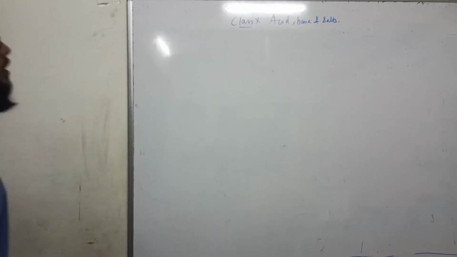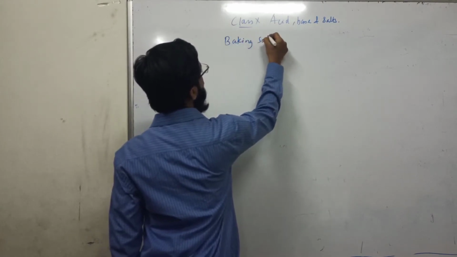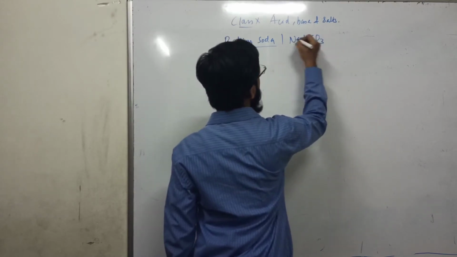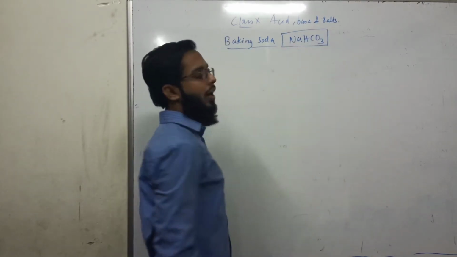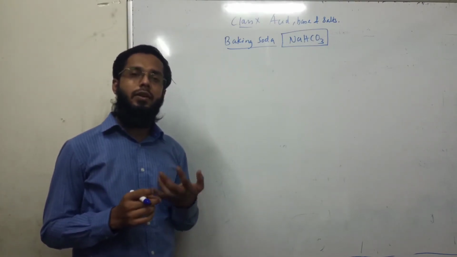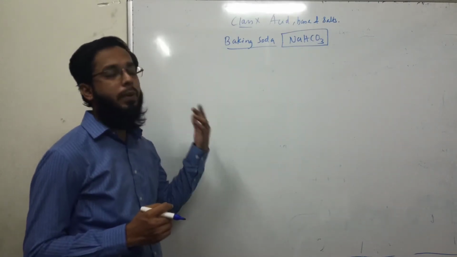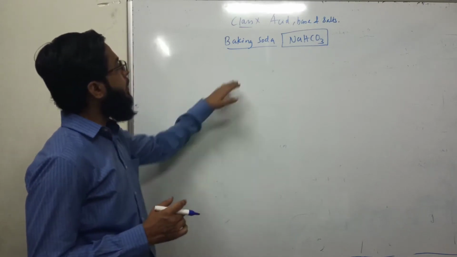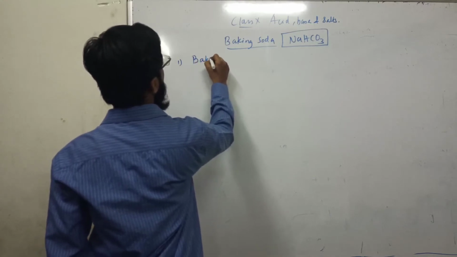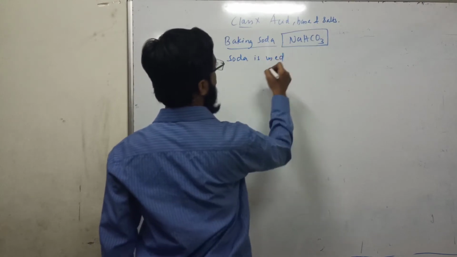Now let's talk about baking soda. Baking soda is NaHCO3, sodium bicarbonate, which we use in our day-to-day life for baking items like cakes and pakoras, different things. Let's talk about how it is prepared and what its uses are. Baking soda is used to make crisp pakoras.